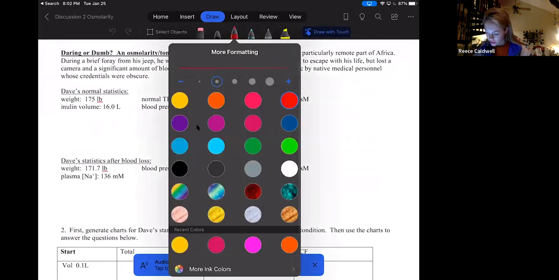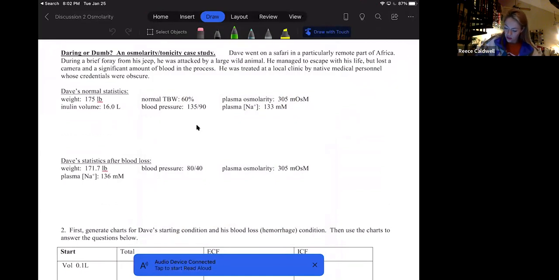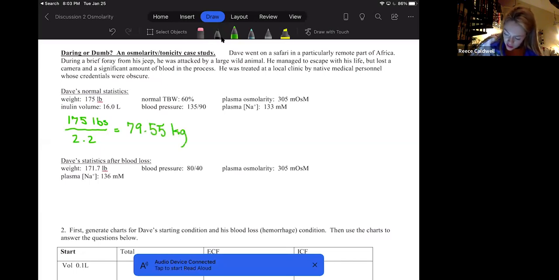I'll use a different color here, green. So what we need to do is convert that 175 pounds into kilograms, and to do so, we divide by 2.2. So whenever we divide by 2.2 to convert into kilograms, what we're going to get is 79.55 kilograms. So that's Dave's initial weight.